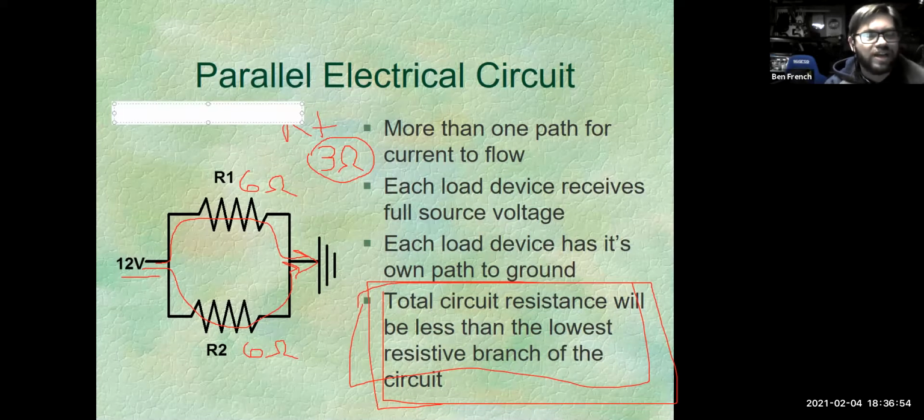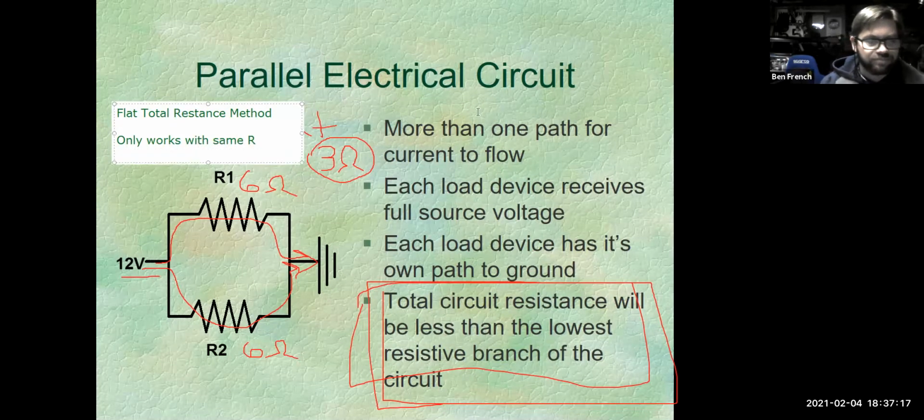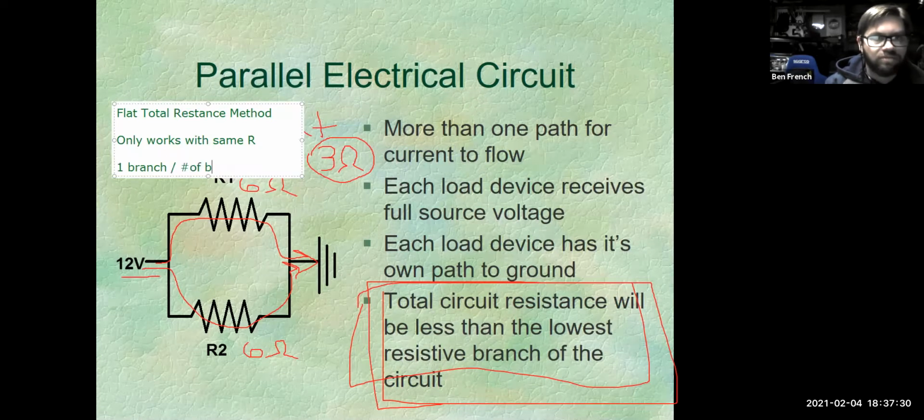The cheater or fast track method, you know what? This is automotive. We're going to say the flat rate total resistance method. If all the resistance values are the same, it only works with same resistance values. You take one branch and divide by the number of branches.